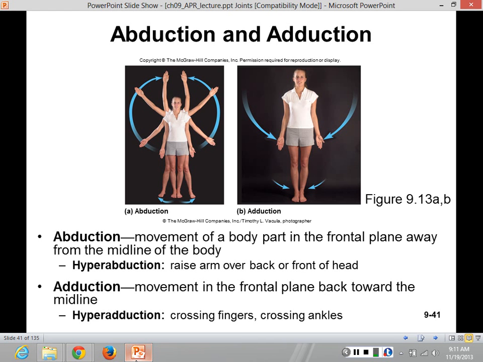So, rotation of your trunk and rotation of your head. Okay.